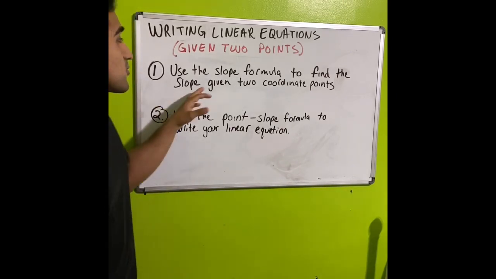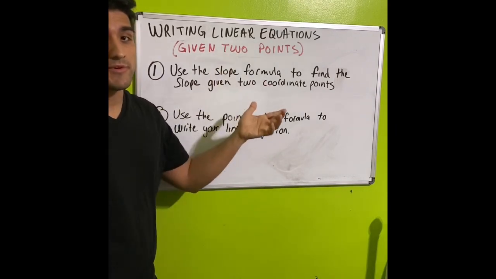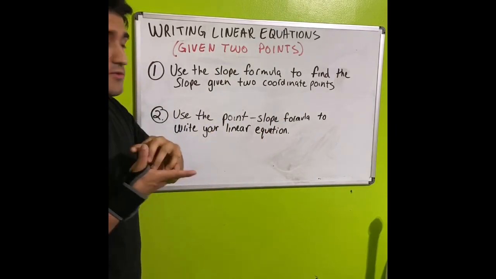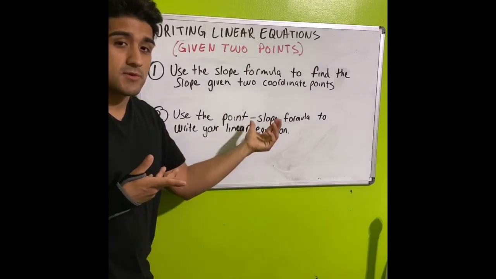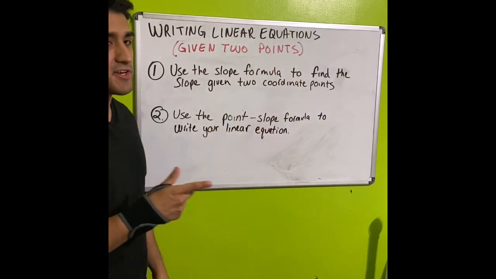So the first step is we're going to use the slope formula to find the slope of the given 2 coordinate points. Using that slope, we're going to use the point slope formula using any one of the coordinate points to generate a linear equation.